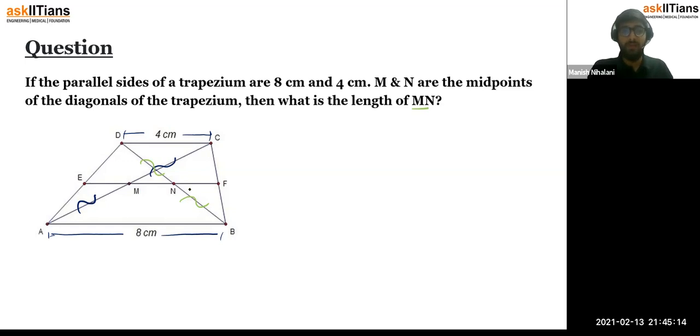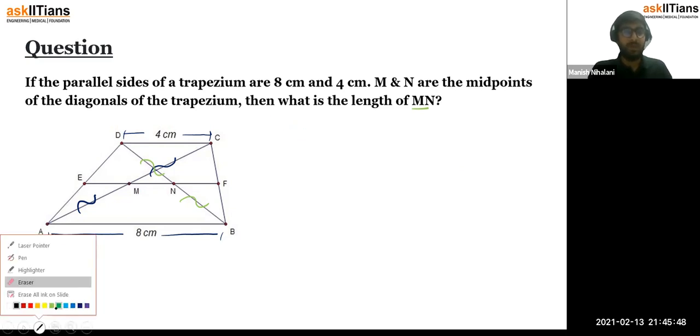So now what is the length of MN? First of all, we can get EF. How will we get EF? Using the midpoint theorem in the trapezium, right? The midpoint theorem says EF, since E and F are the midpoints. Is it given that E and F are the midpoints? You would say no. So it is not given that E and F are the midpoints, so you can't find EF, right? So you need to adopt some other approach for this. And what will be that approach?